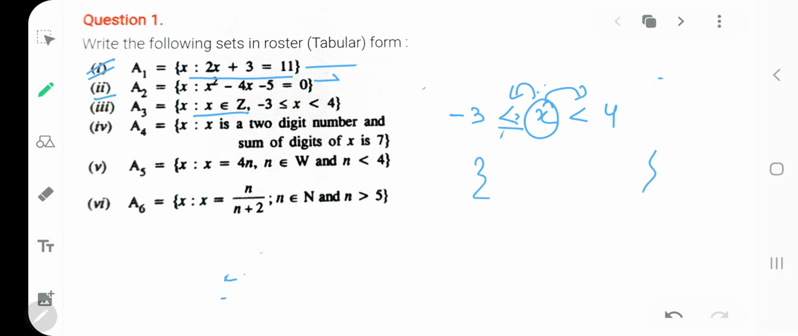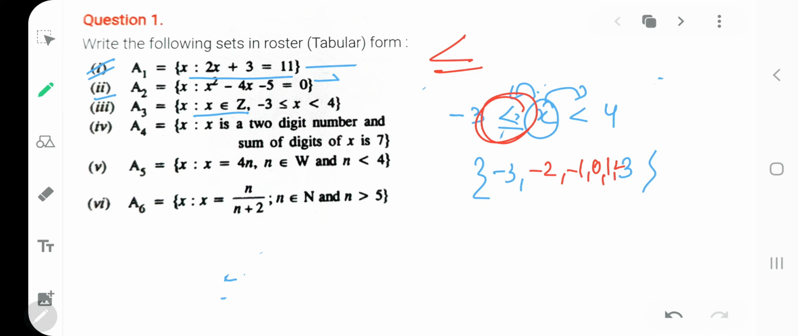It is less than 4, meaning 3 is your limit, and it starts from minus 3. So minus 3 you will include because here the sign is x is greater than equal to minus 3. Be very sure you consider the sign equal to there. Less than equal to, greater than equal to, meaning you have to include that number. So your list will be minus 3, then you have minus 2, minus 1, 0, 1, 2 and 3.